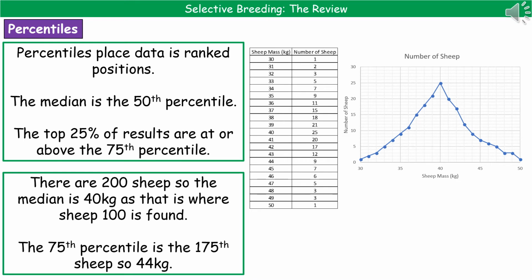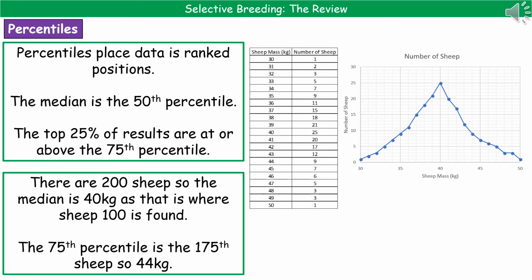One mathematical skill we need to understand with regards to this is percentiles. Percentiles place data in ranked positions. So the median is your 50th percentile. The top 25% of results are at or above the 75th percentile.